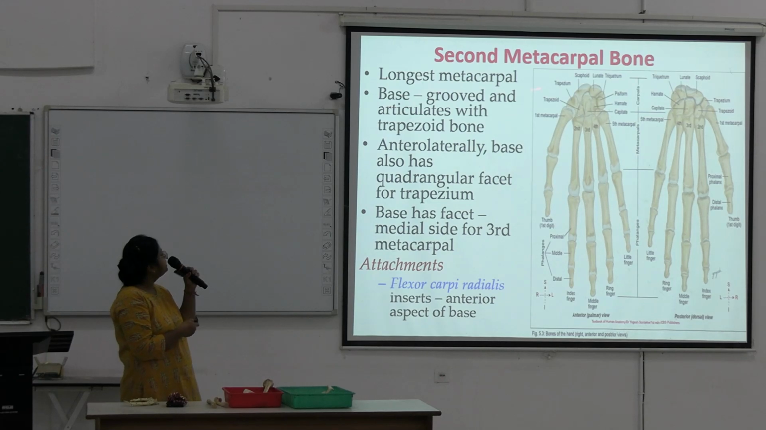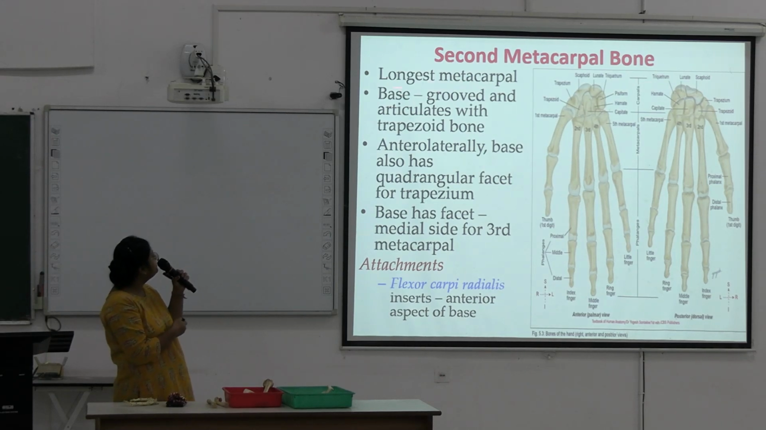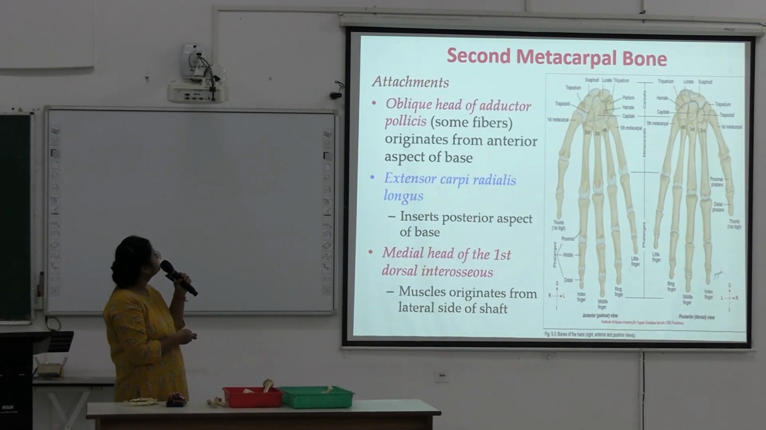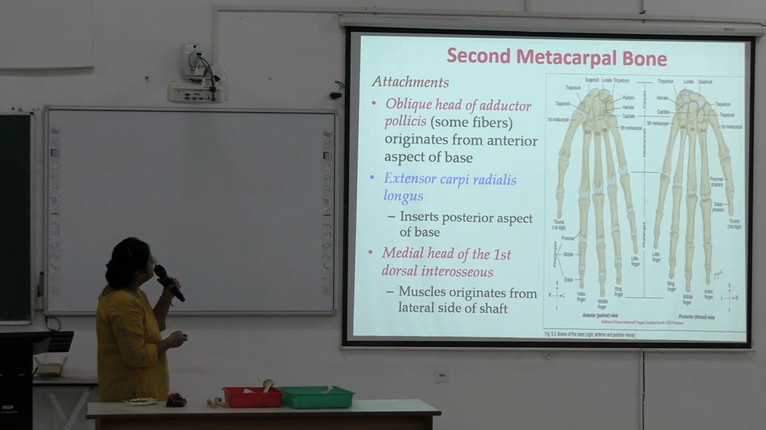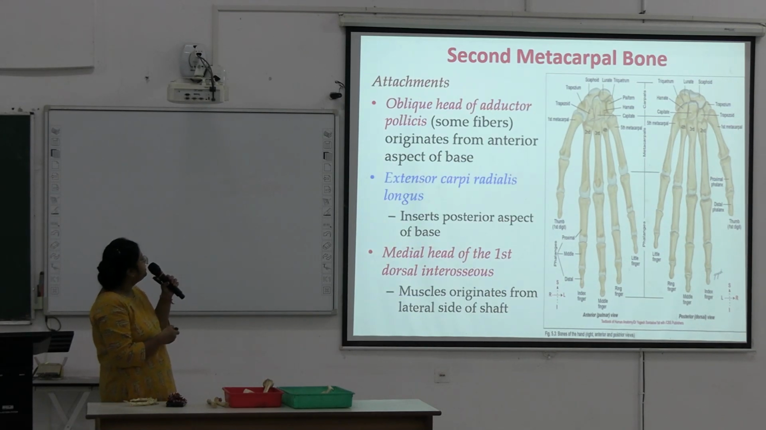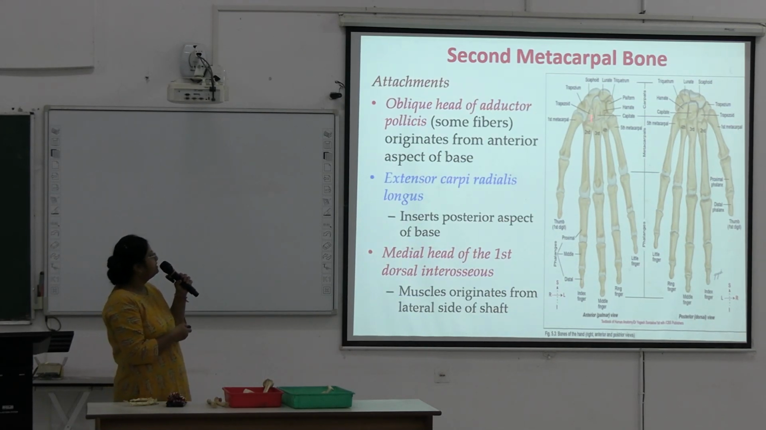Okay, so the second metacarpal bone, for this you remember, it is the longest metacarpal bone. The base is grooved and articulates with the trapezoid. Here the base articulates with the trapezoid. Okay, in the previous picture you have seen over this second metacarpal, here is the origin of the oblique head of the adductor pollicis. Extensor carpi radialis longus inserts on the posterior aspect of the base.